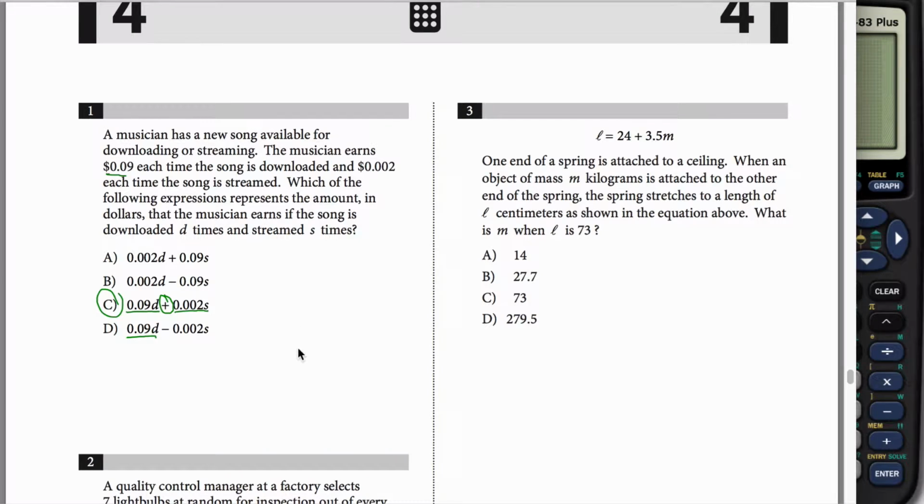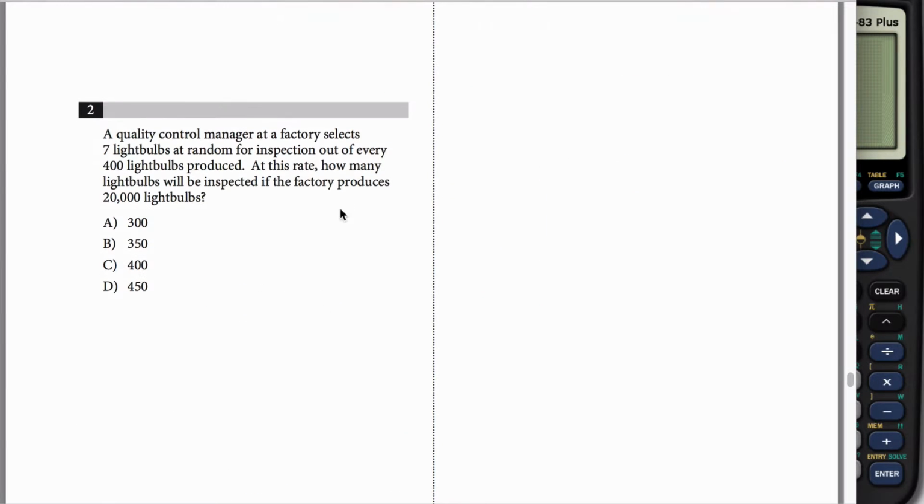If you were struggling on a test and wanted a way to check your answer, plug in values for D and S. Maybe D is 1 and S is 2. Well, then you'd get 9 cents twice and 2/10 of a cent once, and add those numbers up and see which of these give you that number. You'll get the same answer, C.